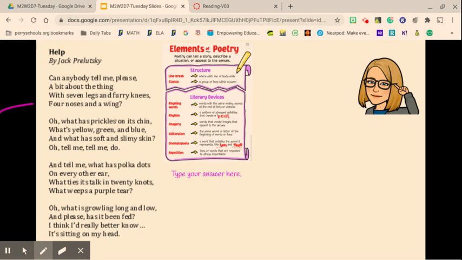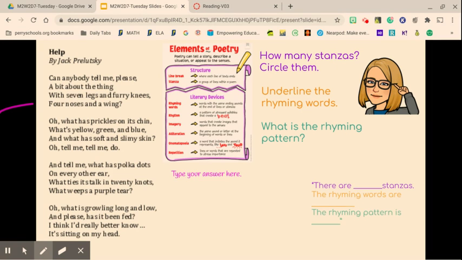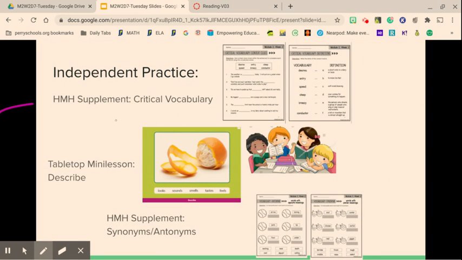All right. Your job will be to read the poem and tell me how many stanzas there are. Circle them on your page, underline the rhyming words, and then identify the rhyming pattern. You're going to be doing this in your Kami page. Some other things that you'll be doing is looking at the vocabulary words. You will have another describe activity, and then you will be looking at synonyms and antonyms.